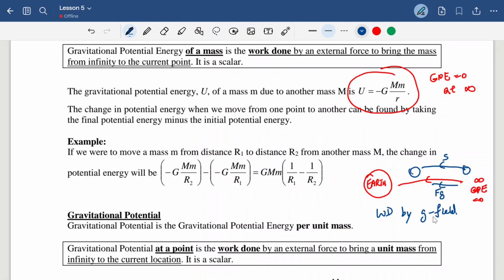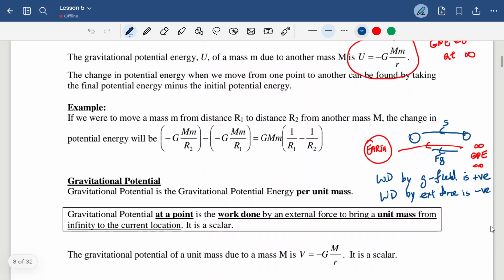We say that the work done by the field due to the Earth is positive. An external force will actually exert a force in the opposite direction to the field. So the work done by the external force is negative. Now, if you don't understand it, just leave it. Just know that it is always negative in value.